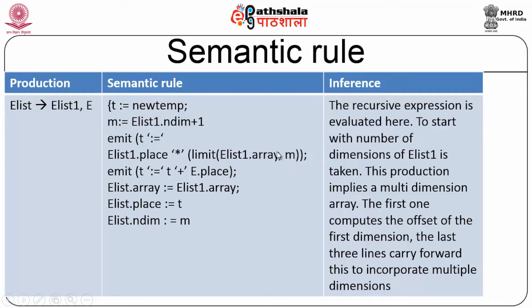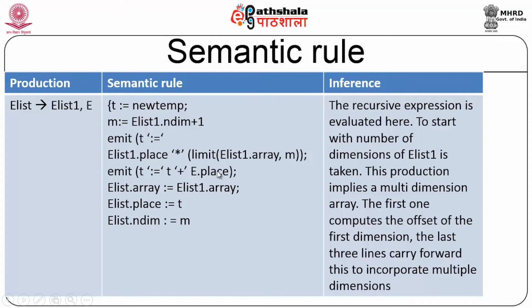So what will limit return? Limit returns the dimension size of the mth dimension, that is the number of elements of the mth dimension. So supposing I am declaring an array of 2 comma 3, this m will be 2, I mean this will return 2. So if I am referring to the first dimension, this limit function will return 2. So I will multiply the place with this 2 which is already a new temp, and then use that. Then I will emit t is equal to t plus e dot place.